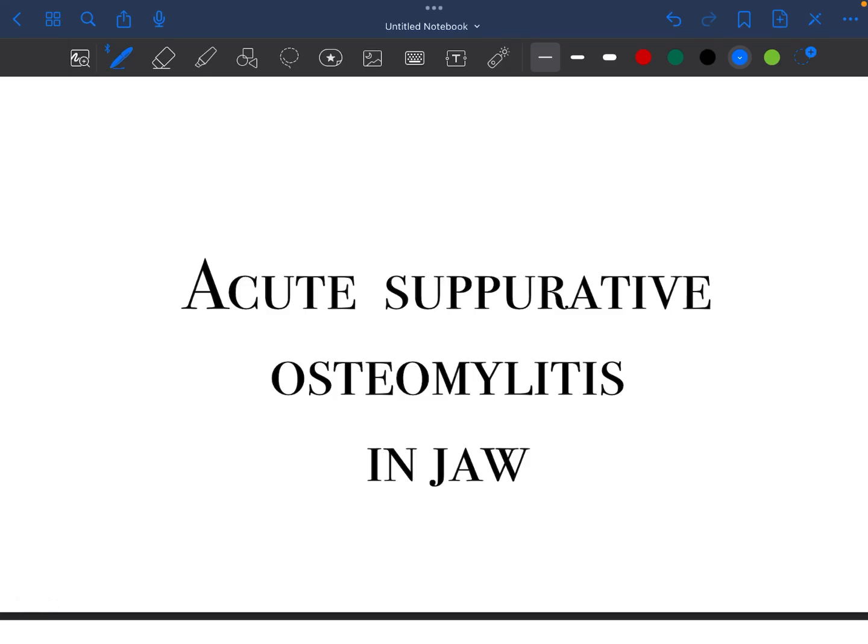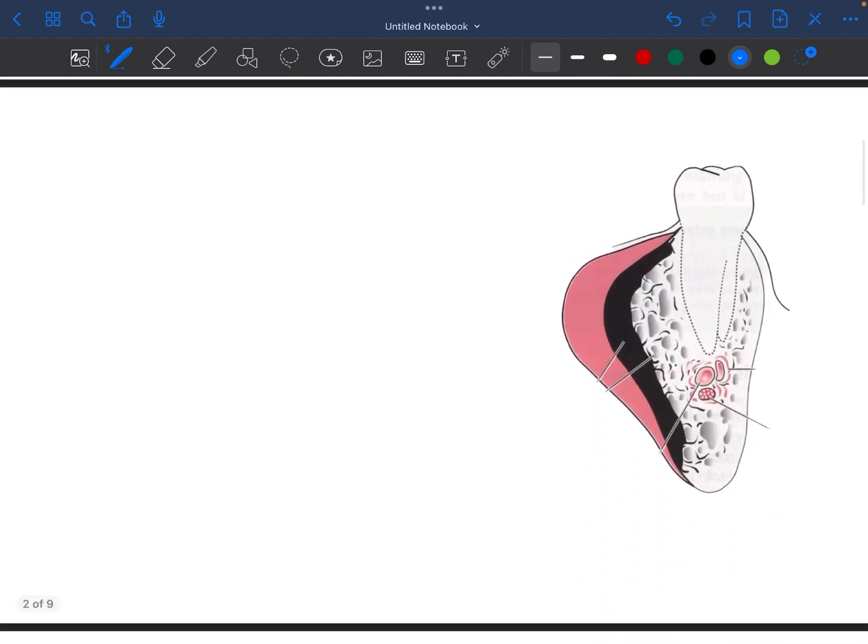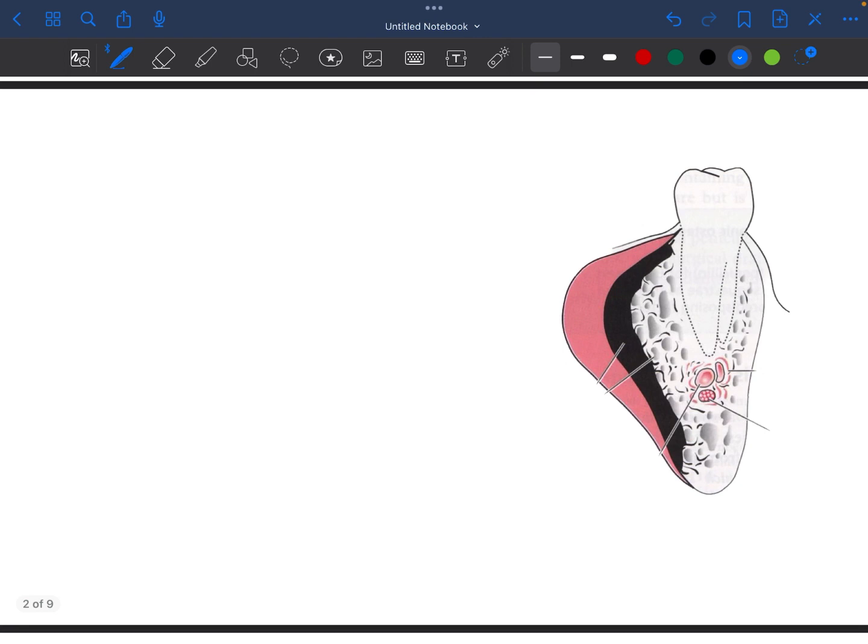Now let's just discuss types of osteomyelitis. And the first one is acute suppurative osteomyelitis. So we learn that with the initiation of any caries which progresses deep into the pulp, it will cause reversible pulpitis, which later on becomes irreversible pulpitis.